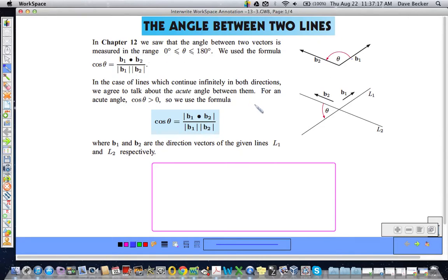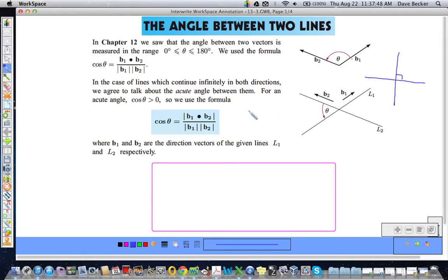But when we talk about the angle between two lines, we are always going to talk about the acute angle. If you have two lines that intersect, they're either going to form an obtuse angle and an acute angle, or they're going to form right angles. And in that case, the dot product will be 0. But here, whenever we have the intersection of two lines, we are always going to be talking about the acute angle.